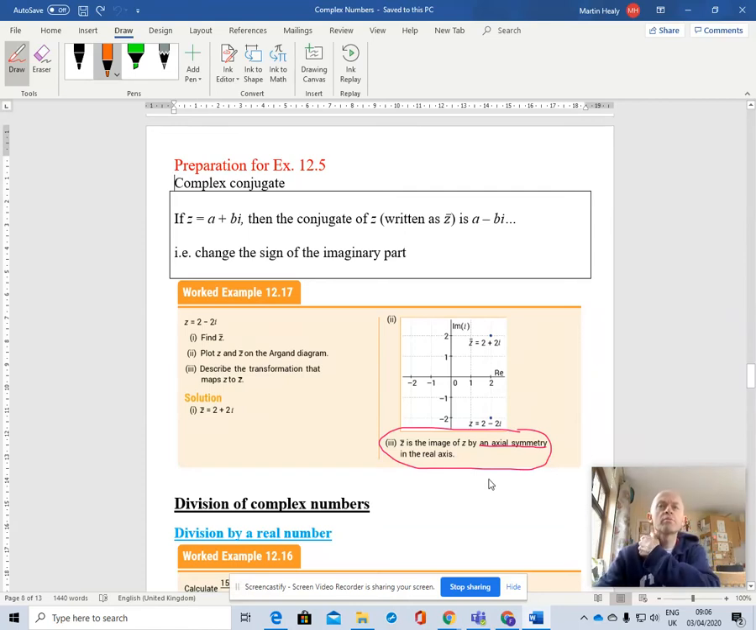This video is to prepare you for exercise 12.5. The first thing we meet here is the complex conjugate.